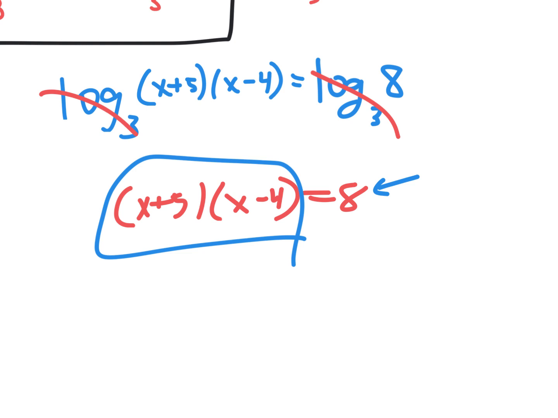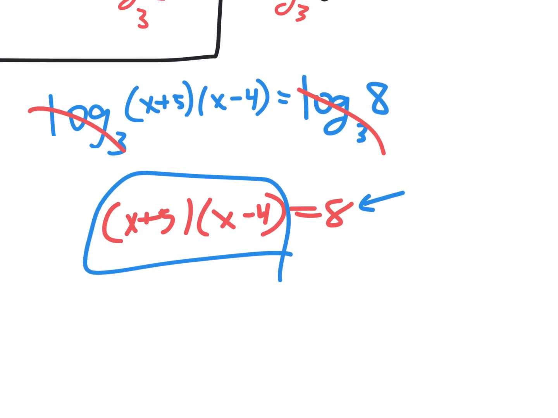Okay, so do you get that was a quadratic in the middle of a log problem? We started with this log. Once we took the logs out, it was still a quadratic to solve. Remember the keys there? Set it equal to 0, factor it. If all else fails, quadratic formula.